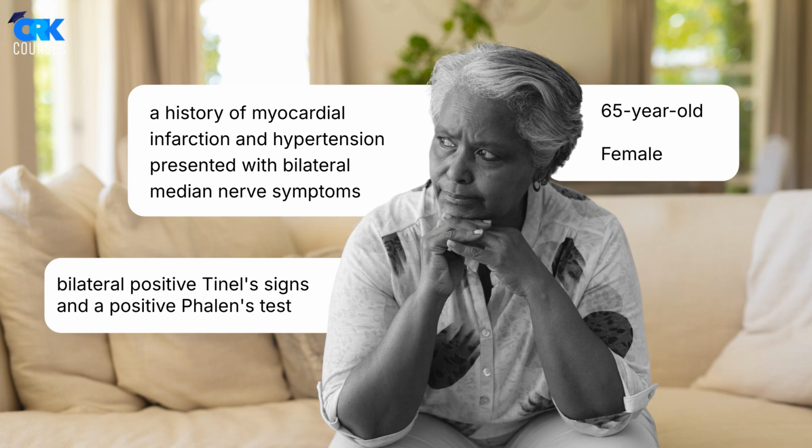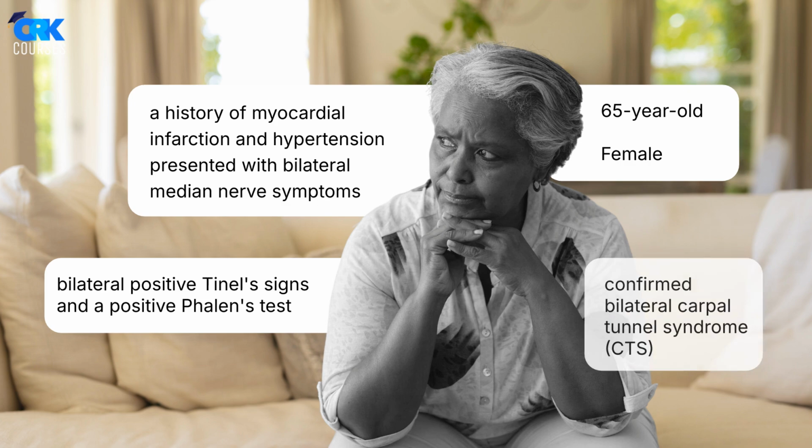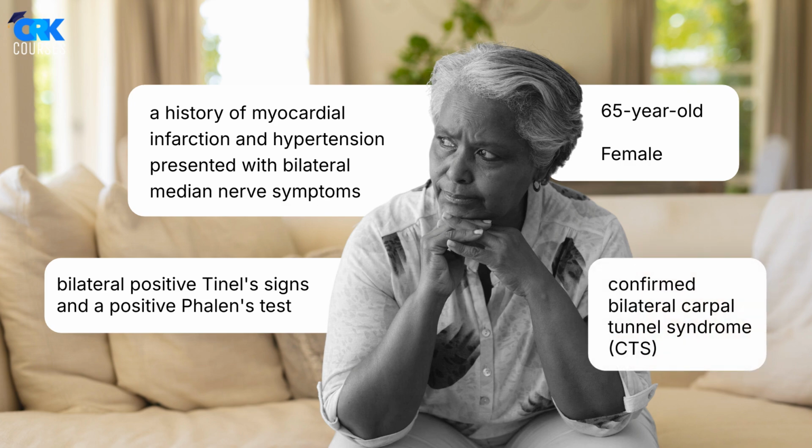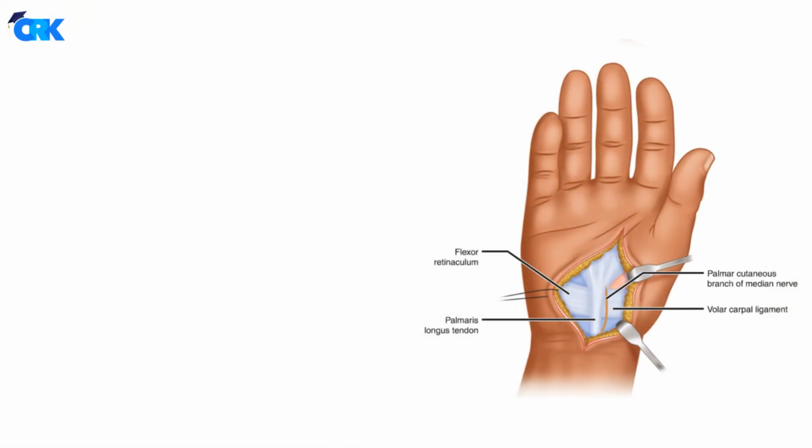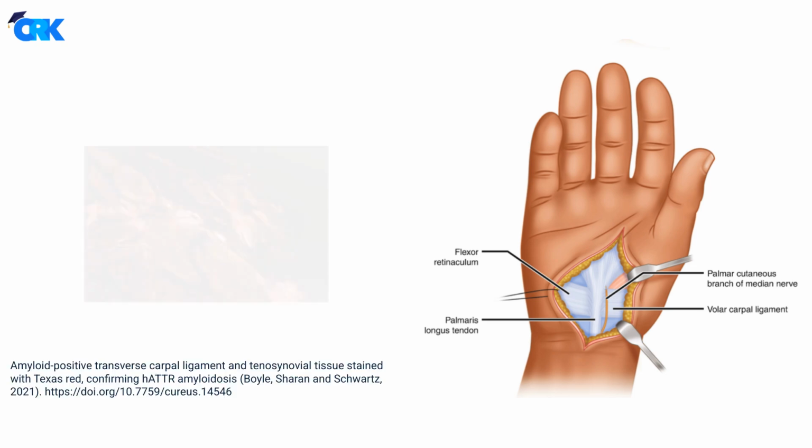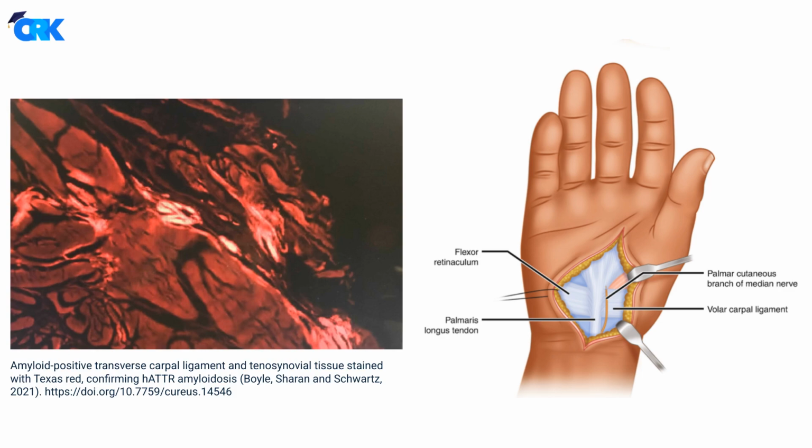Neurological evaluation confirmed positive Tinel's signs on both wrists and a positive Phelan's test. EMG and nerve conduction studies showed bilateral CTS with signs of active denervation. During left-sided carpal tunnel release surgery, the surgical team biopsied the flexor tenosynovium and the transverse carpal ligament. What they found was significant. Congo red staining of the tissue revealed amyloid deposition.